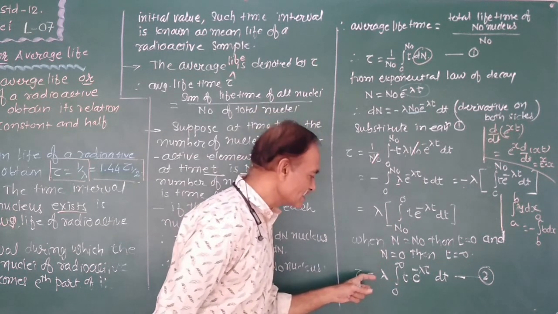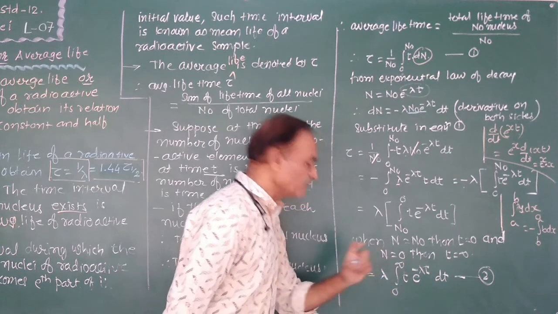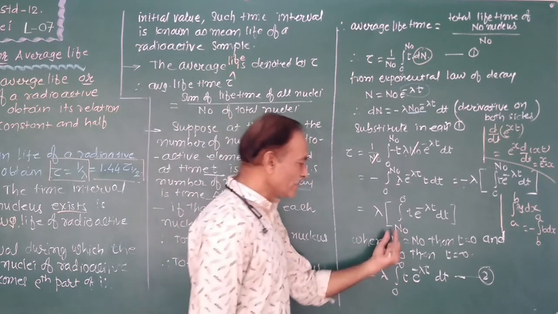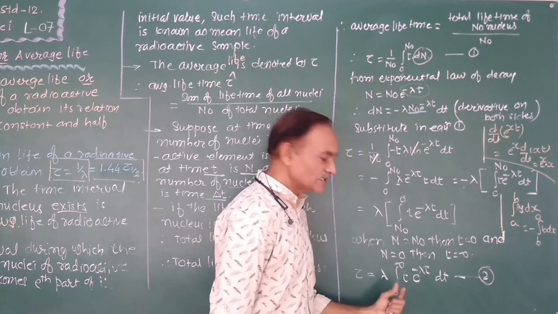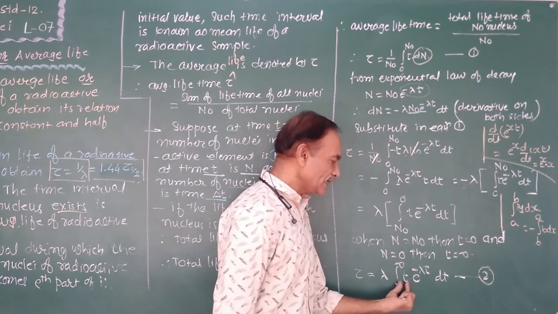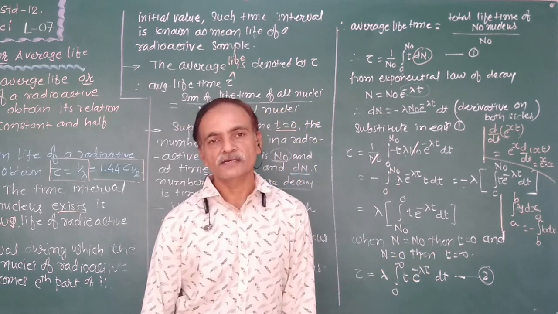Therefore, this equation is written as tau is equal to lambda as it is. Now our limits change: instead of n0, now 0, and instead of 0, now infinity. So 0 to infinity t e^(-lambda t) dt. That is equation number 2.